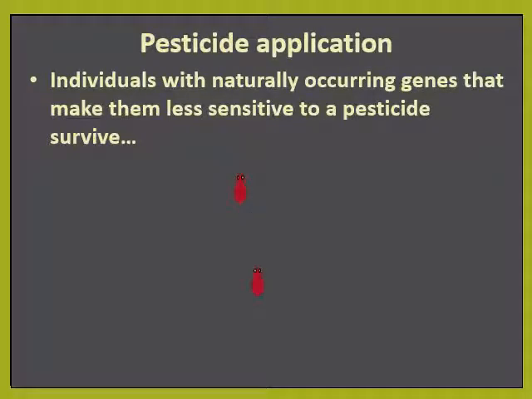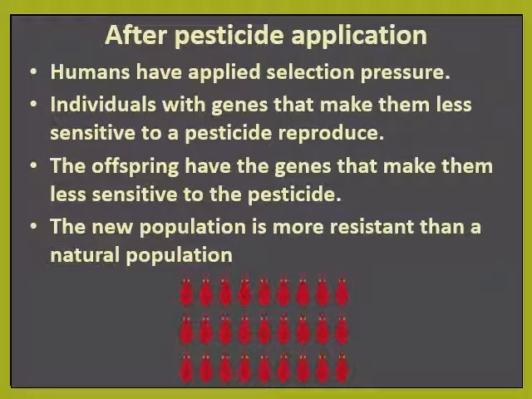But now, unfortunately, those are the ones that are going to reproduce and they have the genes that make them less sensitive to a pesticide. And now progeny are going to be only homozygous resistant, right? No susceptible ones had a chance to survive and reproduce. The humans, due to this selection pressure, have made this happen. And now this new population is more resistant than the natural population.